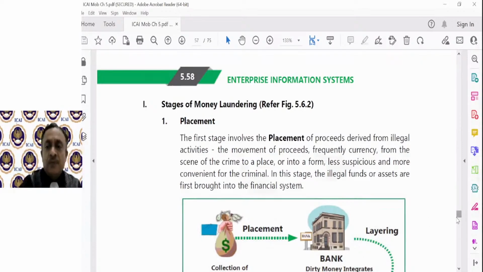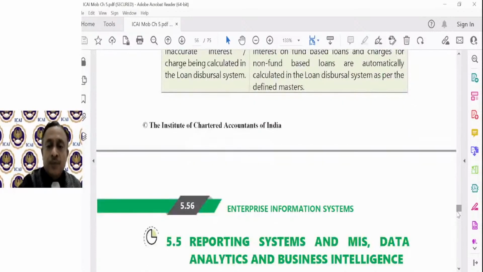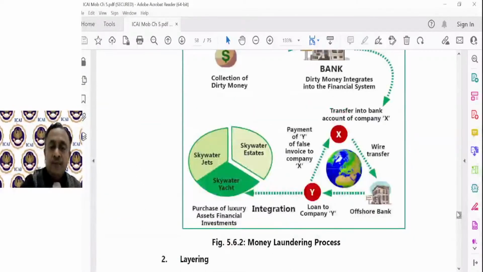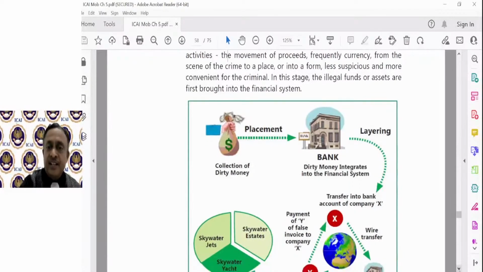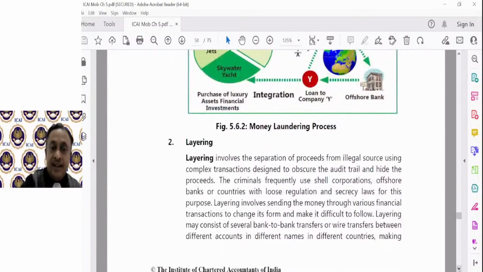So the money that the robbers have taken from the bank, they are able to somehow bring into the banking system. From this, the dirty money from the robbery is put in a bank. In this stage, the illegal funds or assets are first brought into the financial system. From the source of crime, they bring the amount to a financial location. It can be a bank, a non-banking finance company, anything like that. Then that is placement. We'll read, then come back again to this diagram.